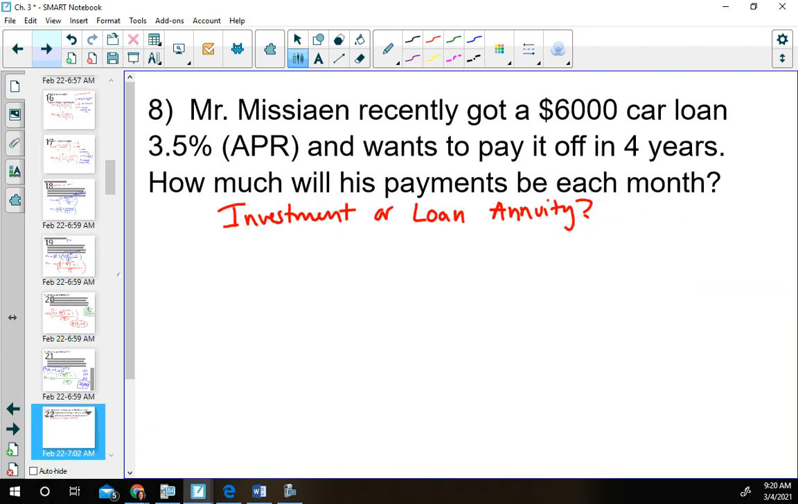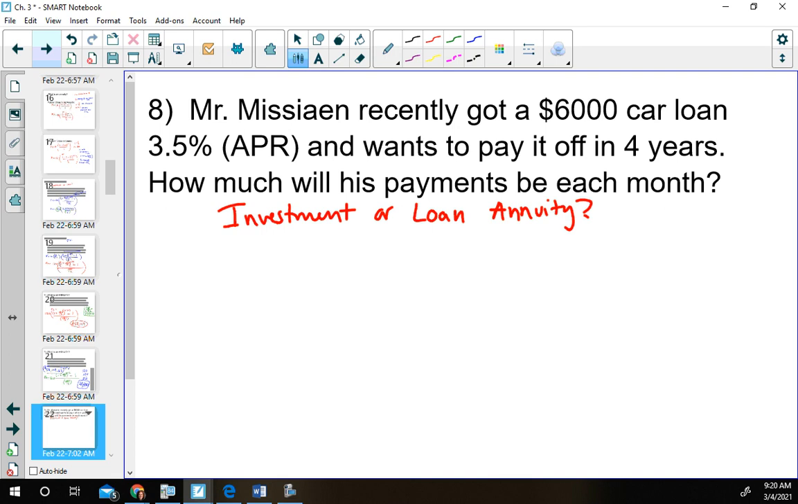All right, so my next one. Mr. Michon recently got a $6,000 car loan at 3.5% APR and wants to pay it off in 4 years. How much will his payments be for each month? So if I'm paying off a car, we're using the loan equation. Okay, so the present value one. What is the present value of my car loan payments here?